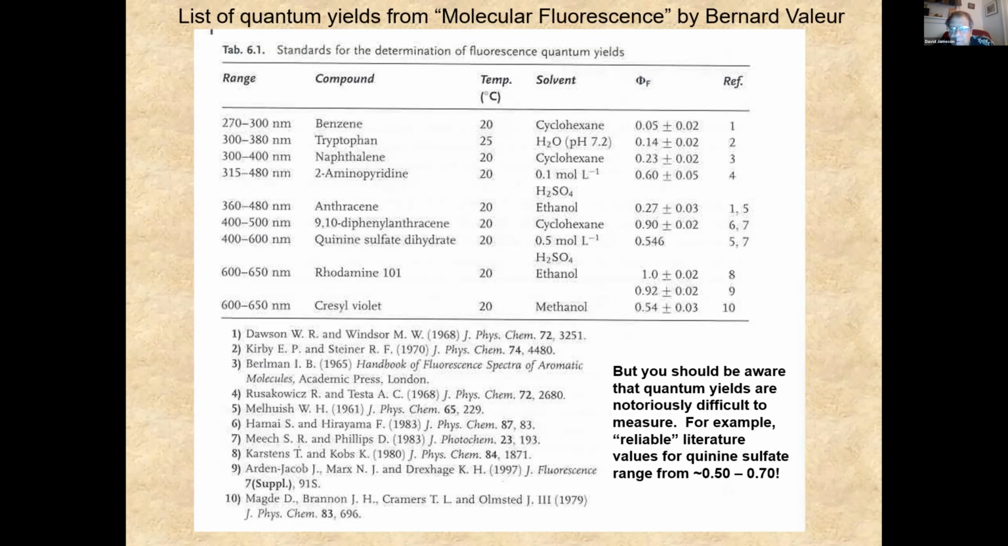But I also want to bring up the point that quantum yields are very difficult to measure, okay? If you look at literature values, for example, for quinine sulfate, which is one of the standards, you see literature values going from about 0.5 to 0.7, and that's done by good groups. So that's why when I review a paper where they talk about a quantum yield, I like to see what they used as their standard, what value they used, and how they did it. It's important to know these things to really judge the value of a quantum yield.